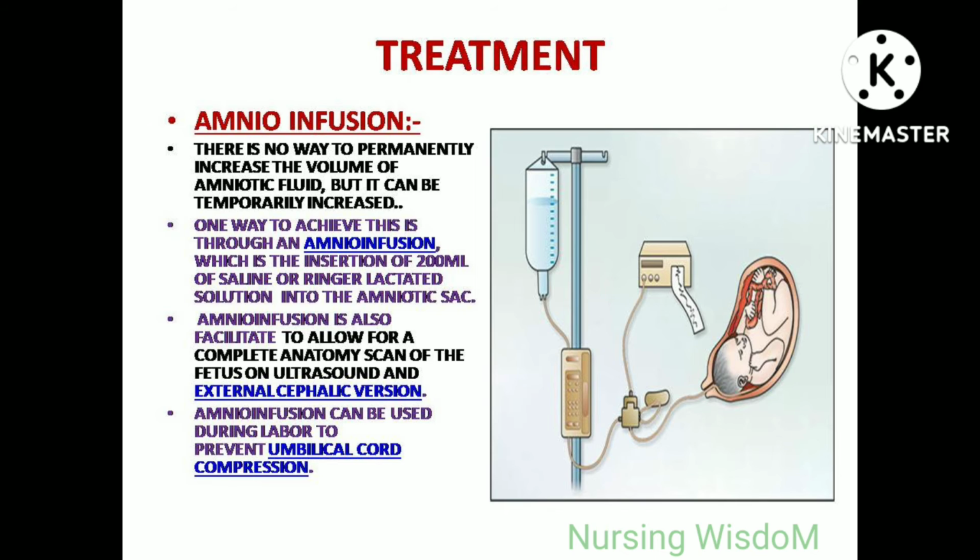Treatment: amnioinfusion. There is no way to permanently increase the volume of amniotic fluid, but it can be temporarily increased. One way to achieve this is through an amnioinfusion, which is the insertion of 200 ml of saline or lactated Ringer's solution into the amniotic sac. Amnioinfusion is also used to allow for a complete anatomy scan of the fetus on ultrasound and external cephalic version. Amnioinfusion can be used during labor to prevent umbilical cord compression.